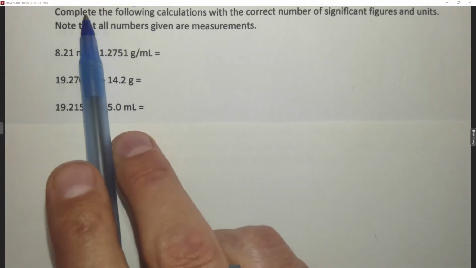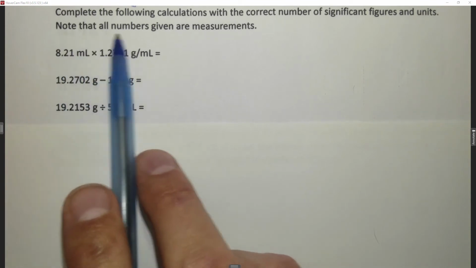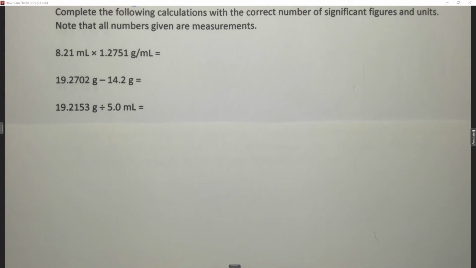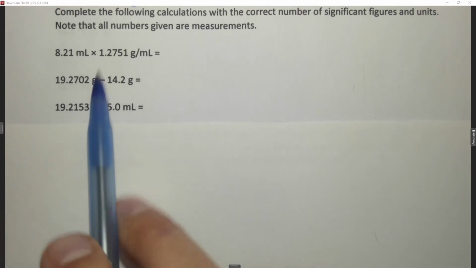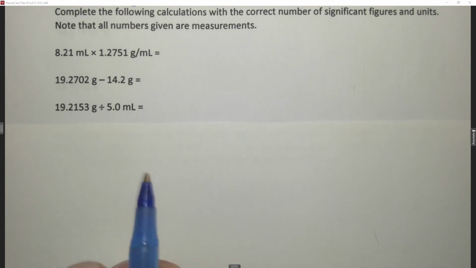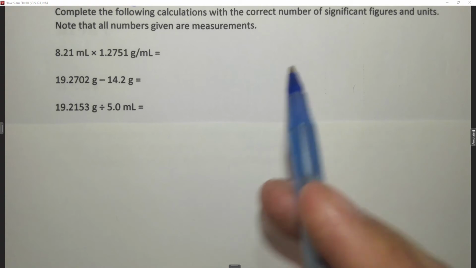This question says, complete the following calculations with the correct number of significant figures and units. Note that all numbers given are measurements. So in this case, we're doing math with significant figures. And if you haven't watched the previous question where we just count the number of significant figures, that's going to be very important. So here we want to be aware of that.